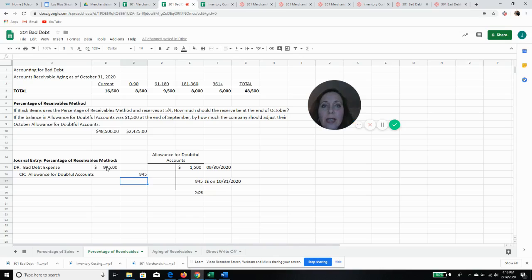So with the additional credit in allowance for doubtful accounts, our contra asset account, we now have a total balance in allowance for doubtful accounts of $2,425, which is what we calculated the reserve should be at the end of October.